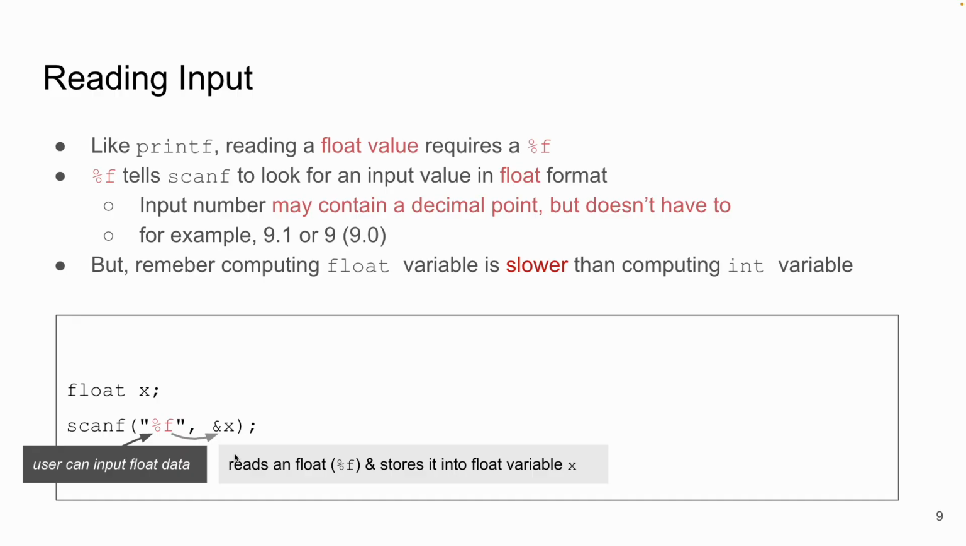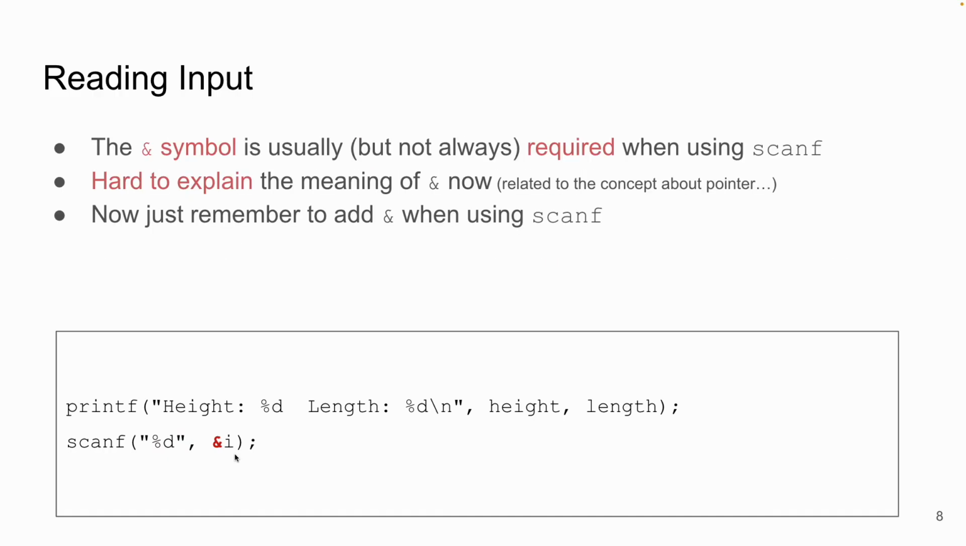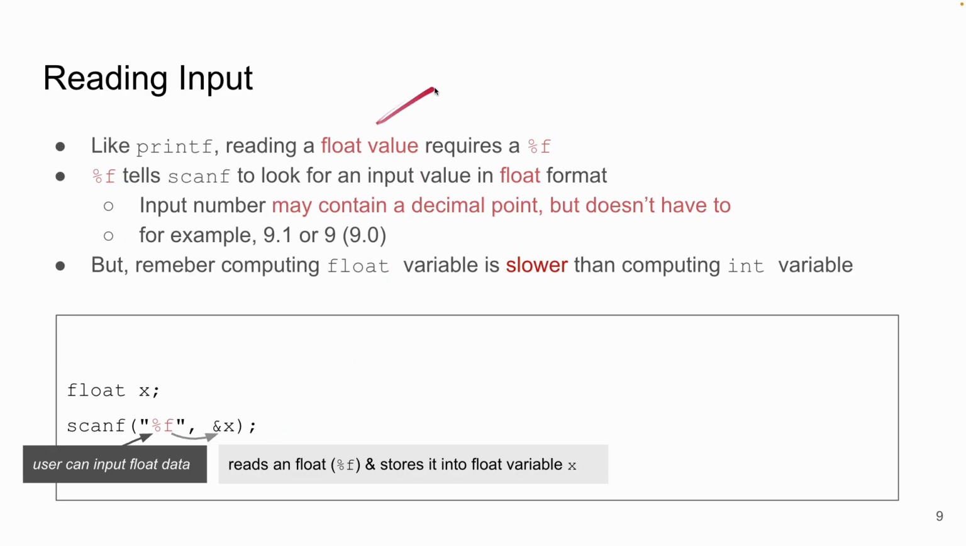Okay, so let's move from the integer to the floating point. For scanf, if we want to read a floating point value, we do the same thing as with printf. We can put the %f here. What the %f will do is tell scanf that the expected input value is a floating point number, so it will have the float format.